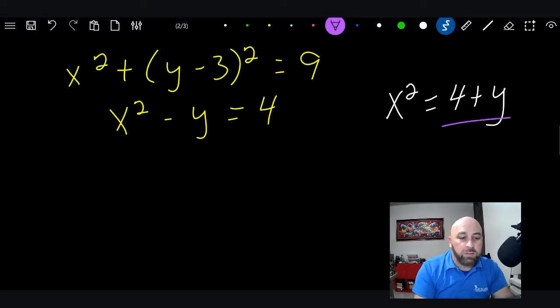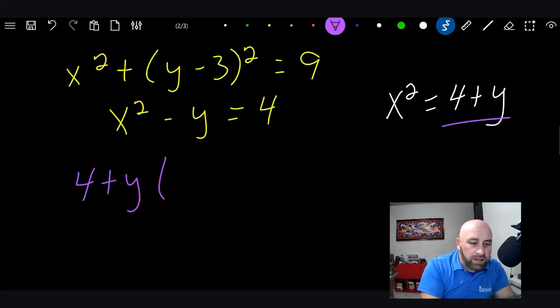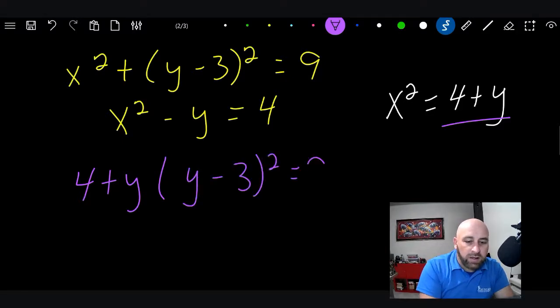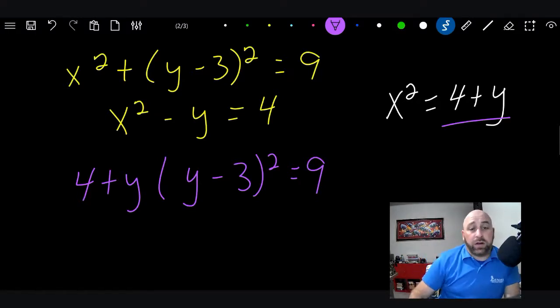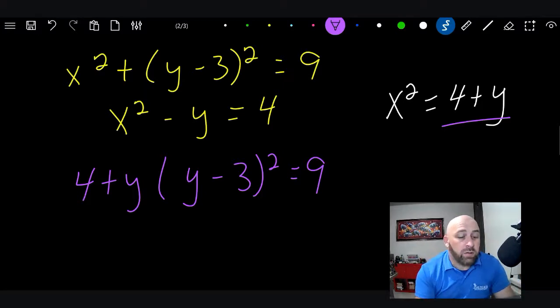All right, so let's go ahead and plug that in. We'll get 4 plus y times y minus 3 squared equals 9. Now we got to solve that thing. How are we going to solve that? Well, the first thing we got to do is follow our order of operations. Always follow order of operations. And so we're going to do that first right there. We need to FOIL that. You should know how to FOIL that at this point.